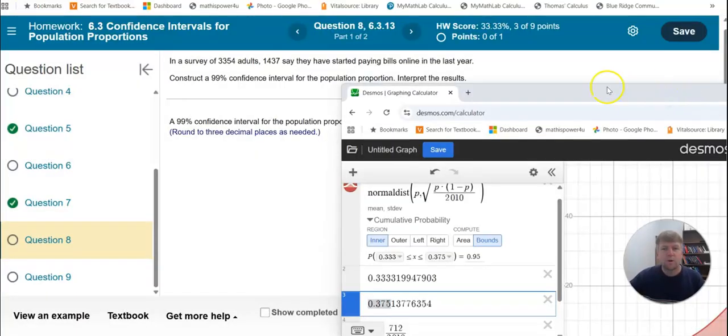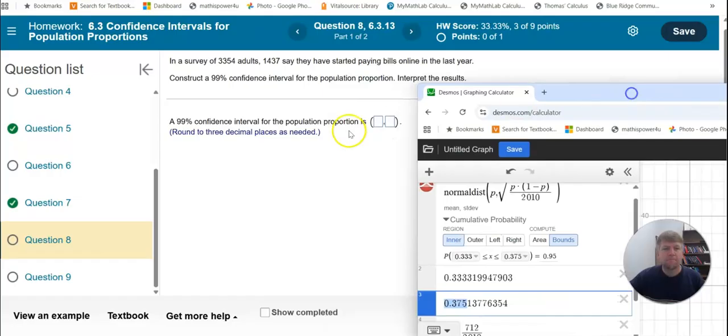All right, let's try this one more time. We got a 99% confidence interval. We're going to construct it; 3,354 is our sample size. This many said they've started paying bills online, and we want a 99% confidence not just for the 3,354, but for all of the adults. I would assume we're talking about the United States or the world, but just a larger population rather than just these 3,300.